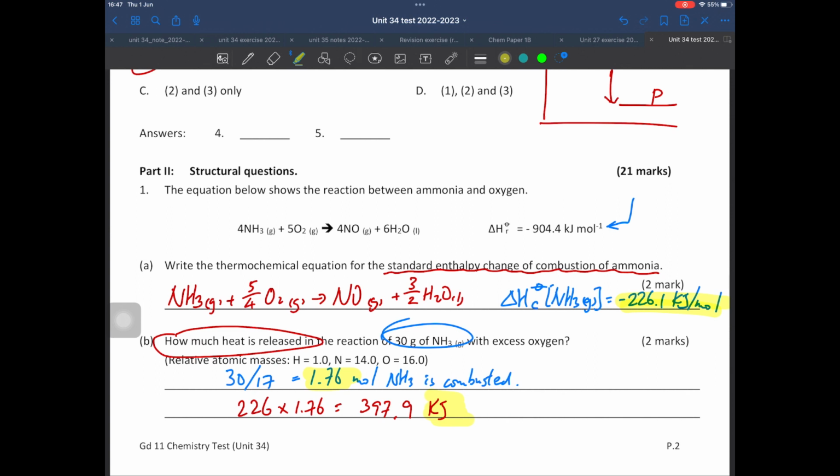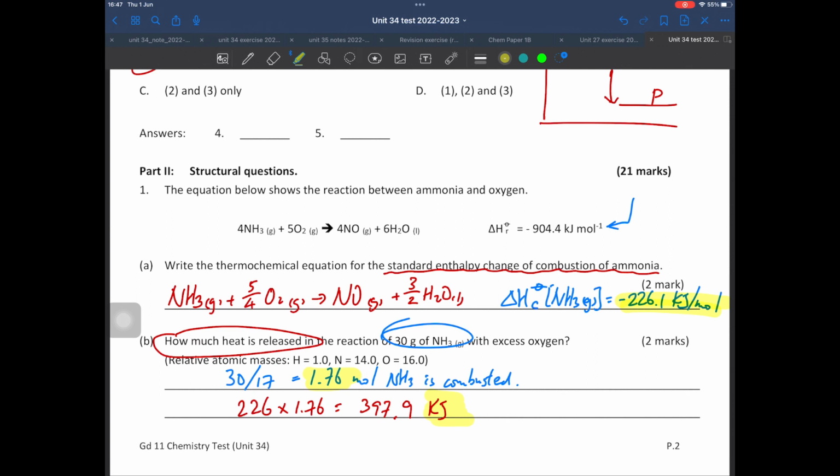The second one, what if 30 grams of ammonia is involved? So first, let's find the number of moles. Yes, I know the molar mass for ammonia is 17 grams per mole. And the heat released will be, now if you study, 1 mole will be 200 something. Now it's 1.76. That will be, some of you may notice, why the negative sign has disappeared?